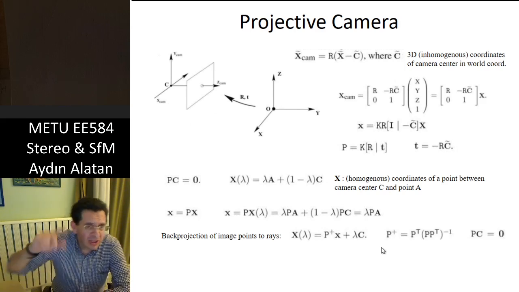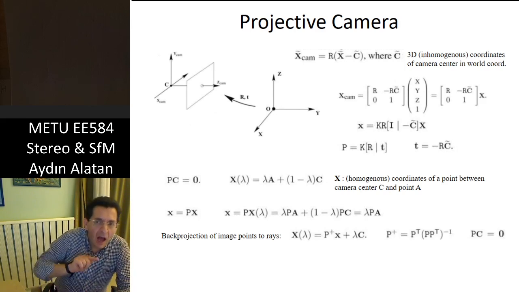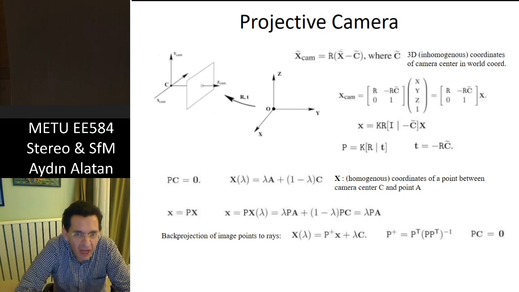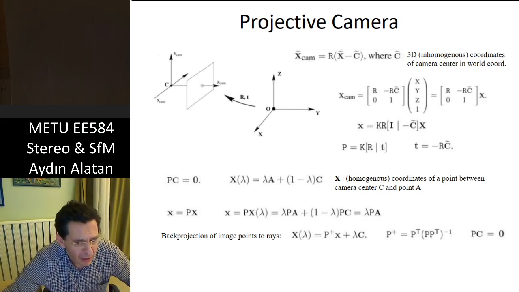Now, the question is, why am I telling this? I would like to find a technique from image points. How do you obtain some rays going to infinity? Therefore, I'm talking about this thing.